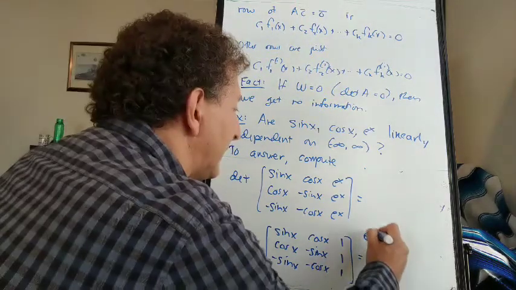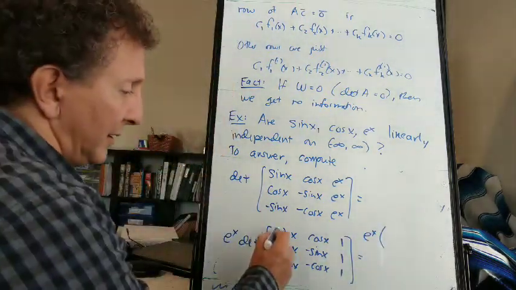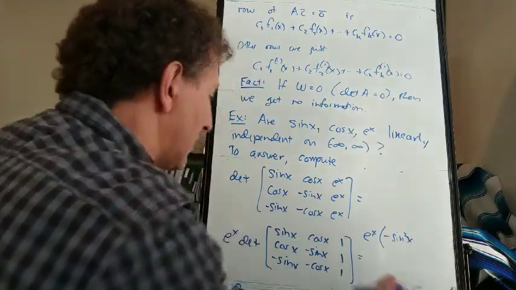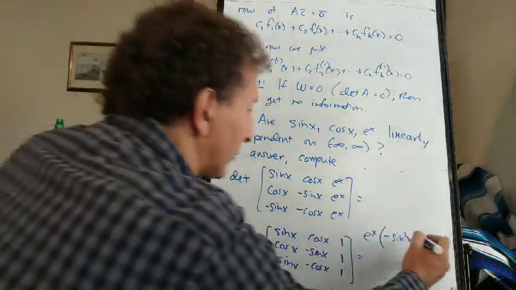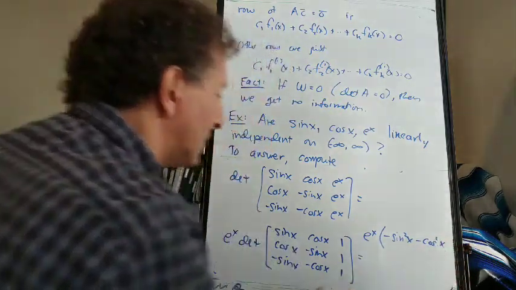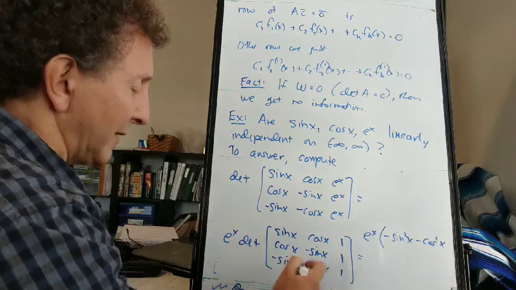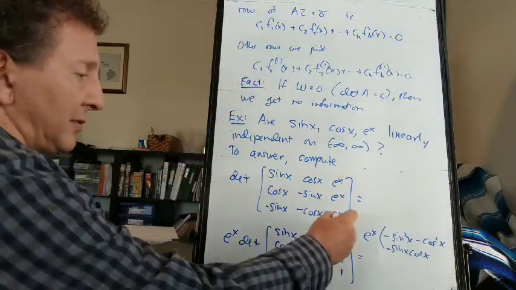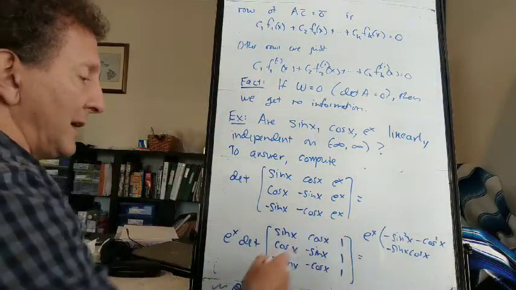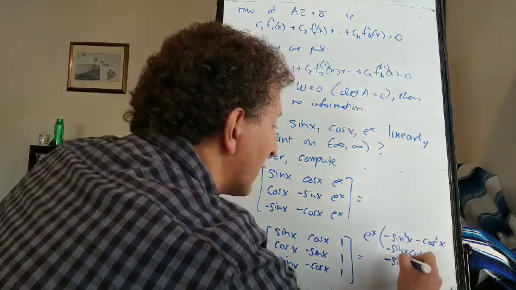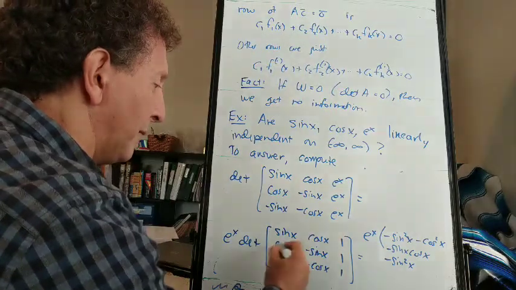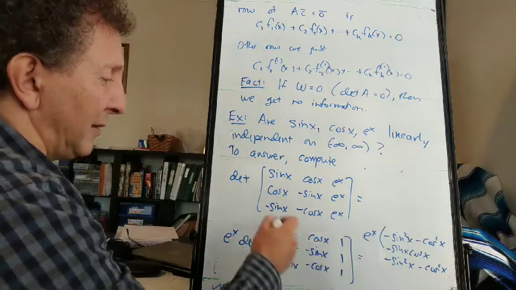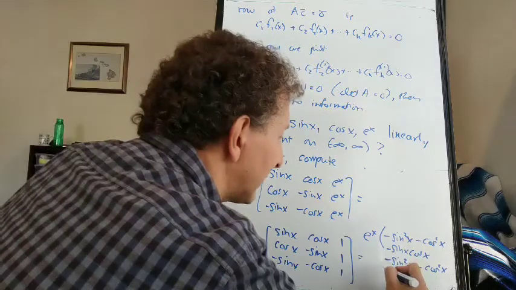And then we get e to the x times negative sine squared, negative cosine squared, minus sine x cosine x, minus, so minus sine squared, and then minus cosine squared, and then minus negative sine x cosine x, so plus sine x cosine x.